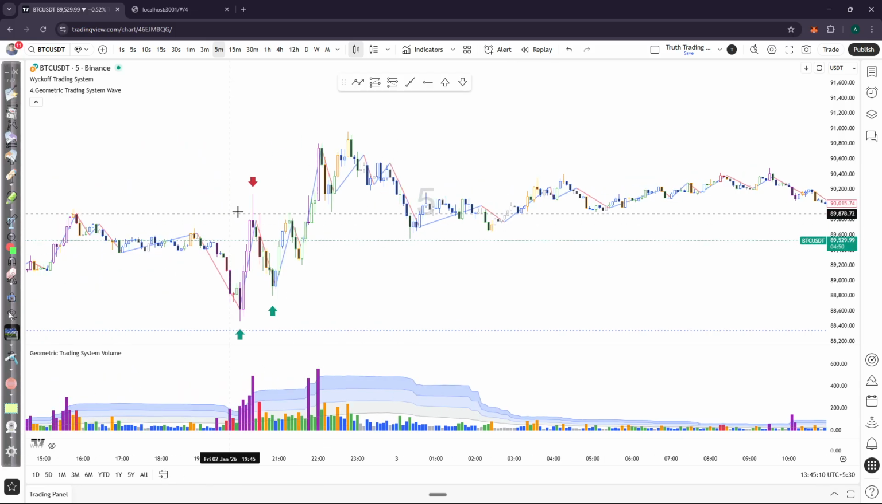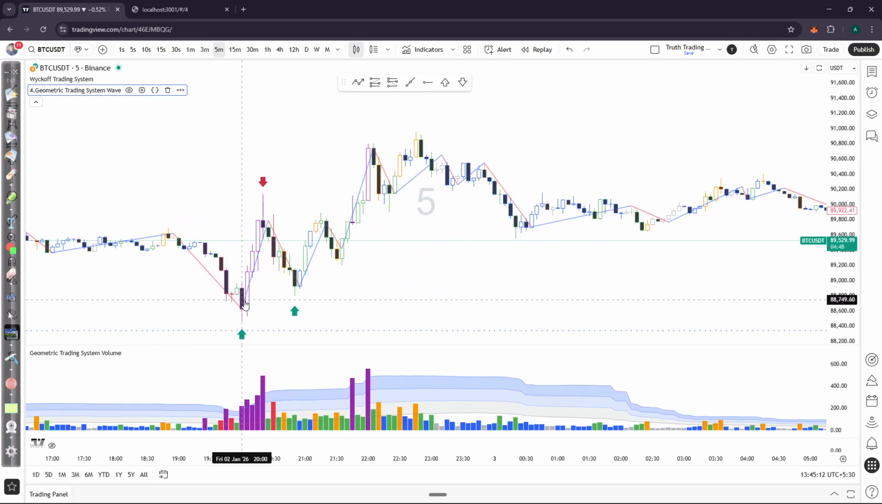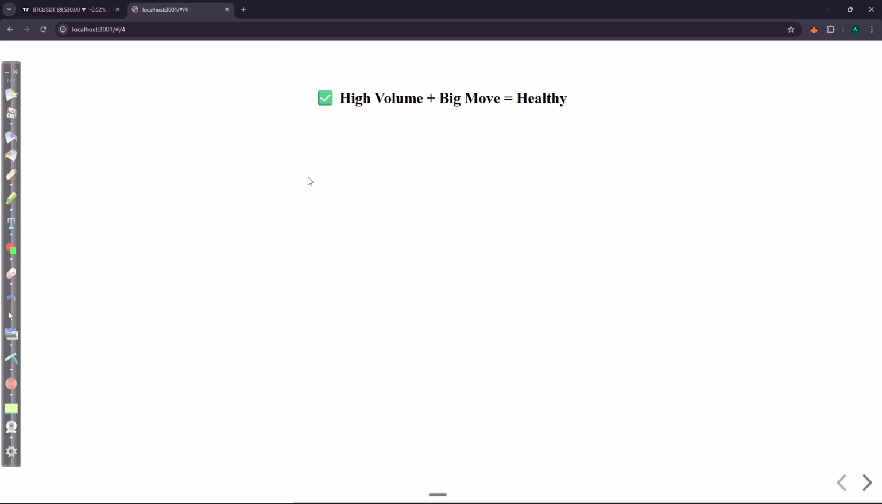We can also go ahead and see it in the uptrend. You see this volume here, right? We see this big volume, right? Here it stopped, and then big volume came here, and boom, market went up, right? So this is what we are looking for when we say high volume plus big move is healthy.